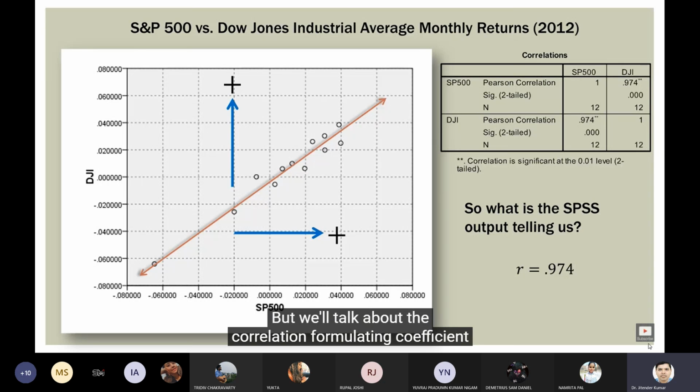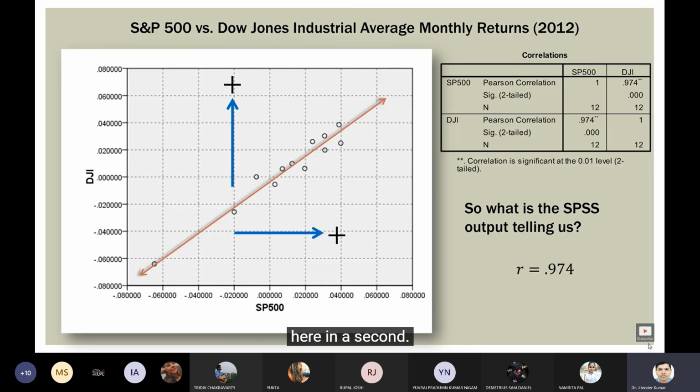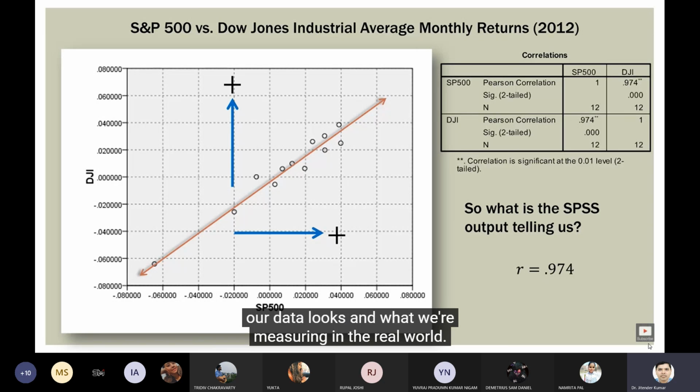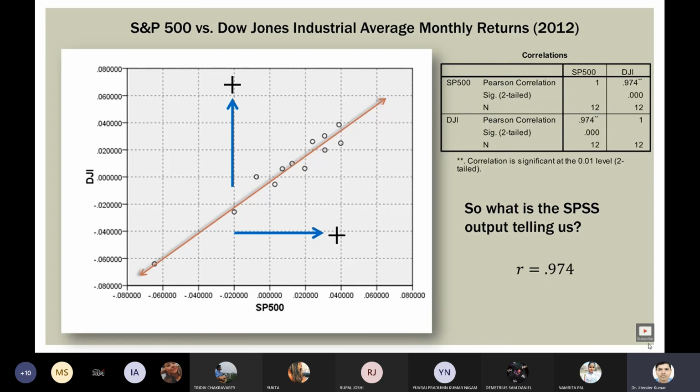But we'll talk about the correlation formula and coefficient here in a second. Now, it should make sense that the correlation is this strong, because remember, the highest it could possibly be is +1. Well, 0.974 is pretty close to 1. And that should make sense given the way our data looks and what we're measuring in the real world.